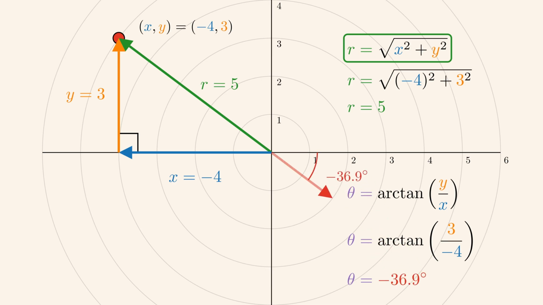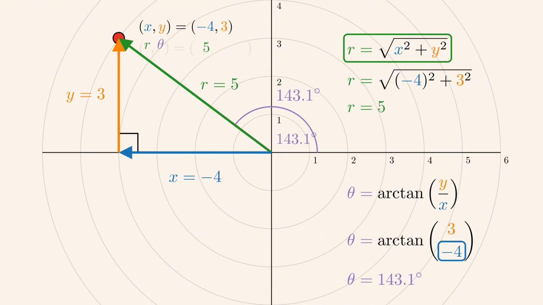But the result that we get is clearly the wrong angle. This happens because the formula doesn't account for the signs of x and y. Since our point is in the second quadrant, we must add 180 degrees to the formula's output to get the correct angle. Remember that using this formula requires caution because the rules change for each of the 4 quadrants.